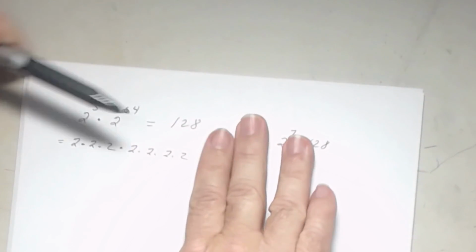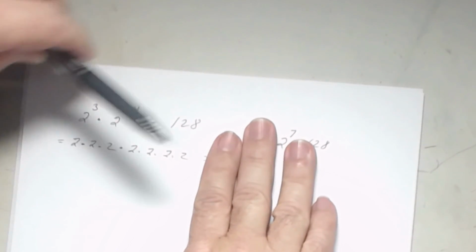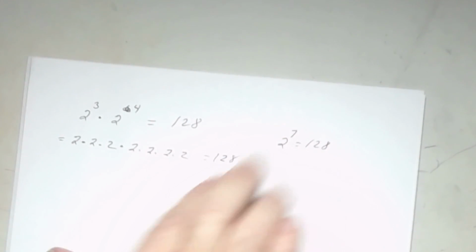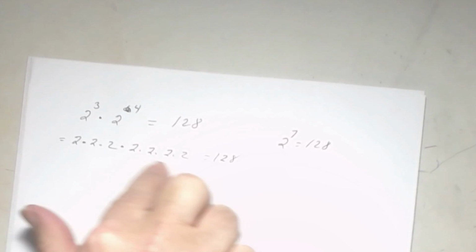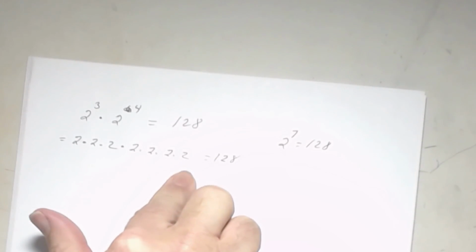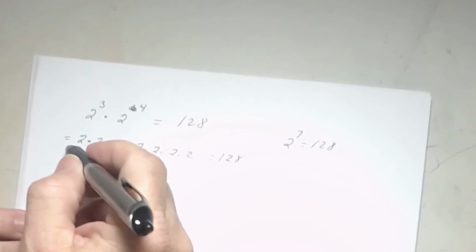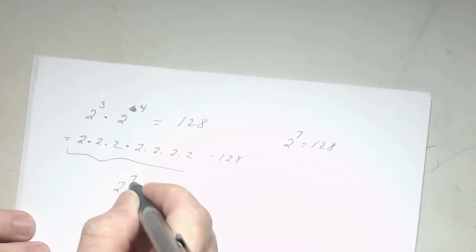6. What about how many factors of 2 do you see here? Notice I'm using the word factor. 7. So 2 to the third times 2 to the fourth is 2 times itself 7 times, which can be written as 2 to the 7th.